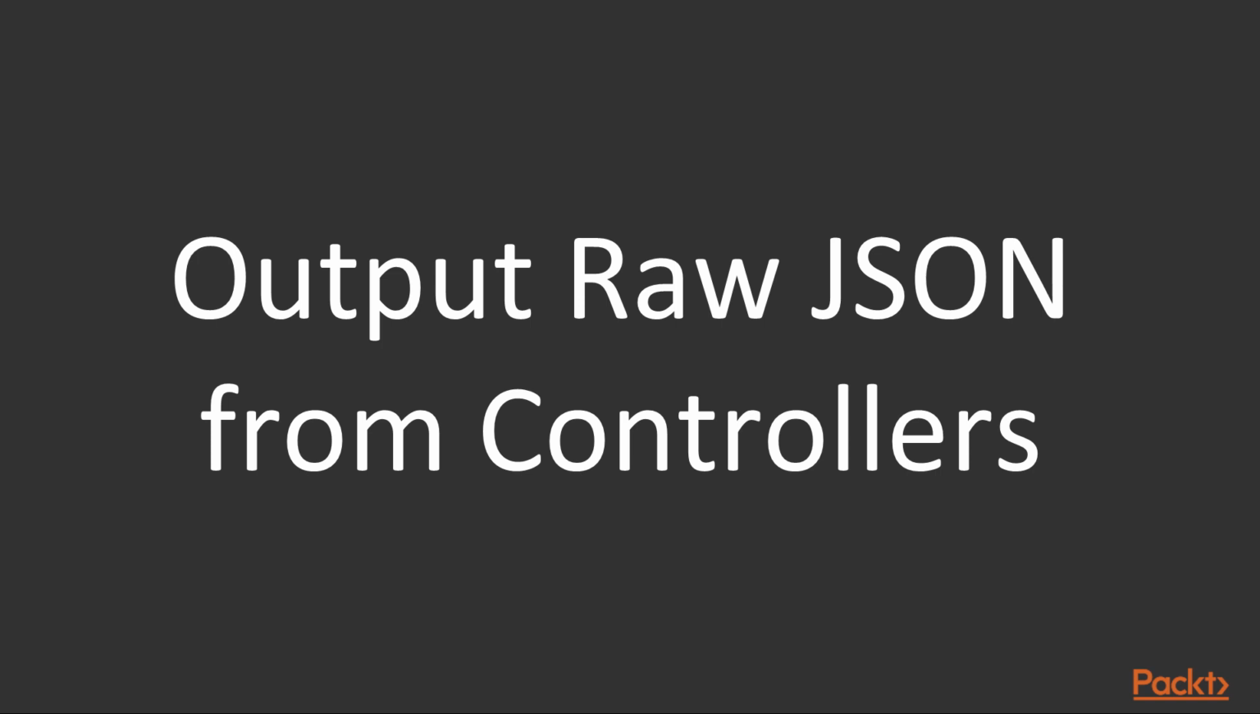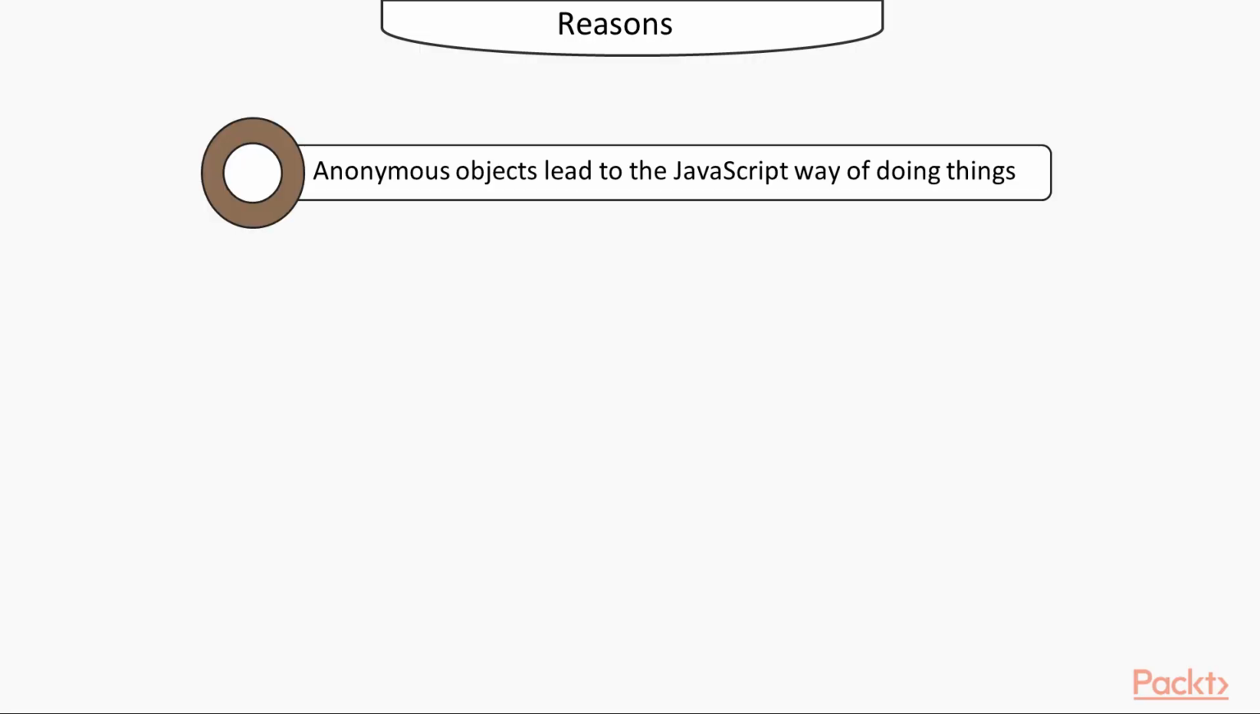In a well-written app, though, we should always resist the temptation to handle raw JSON data and/or use anonymous objects, for a number of good reasons. We have chosen TypeScript over JavaScript because we want to work with type definitions. Anonymous objects and properties are the exact opposite. They lead to the JavaScript way of doing things, which is something we wanted to avoid in the first place.